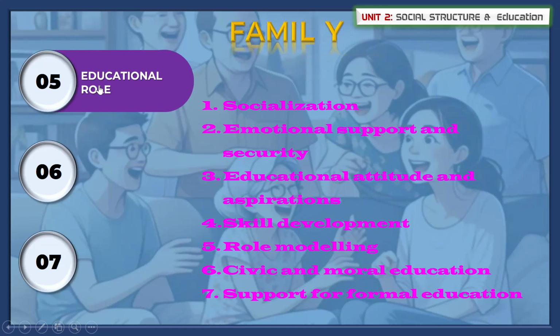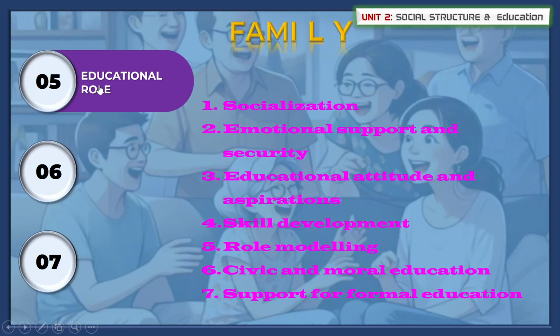Third point is educational attitude and aspirations. Value of education: families influence children's attitudes towards education by demonstrating its importance and setting expectations for academic achievement. And encouragement and motivation we get in a family. Parental support and encouragement can significantly impact a child's motivation and engagement in educational activities.